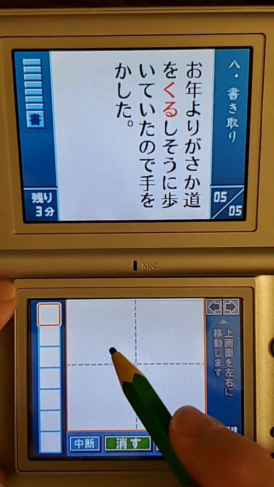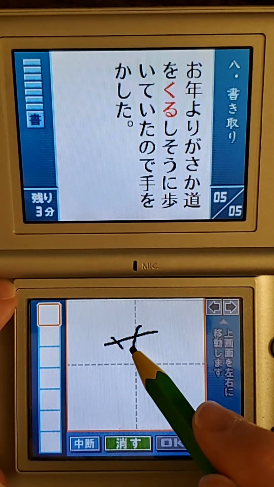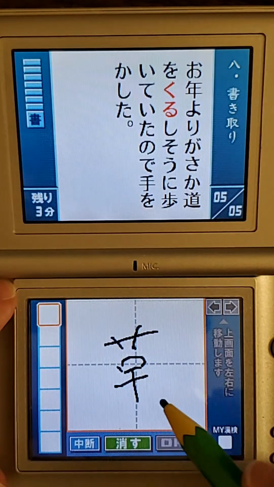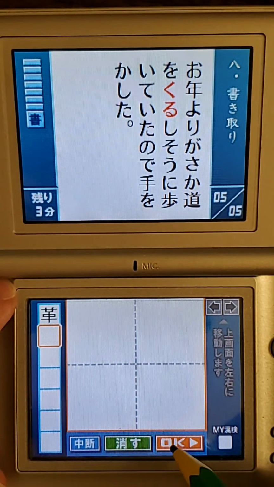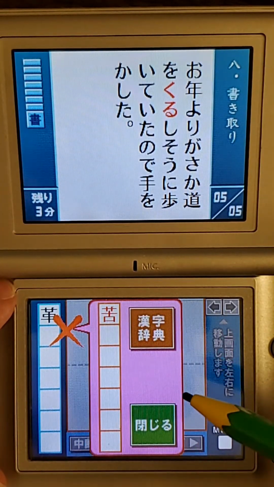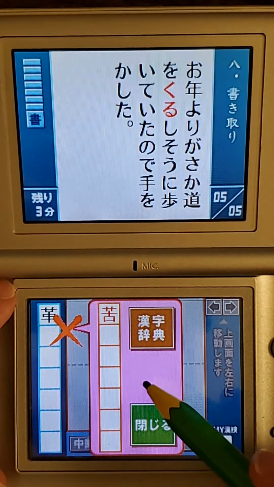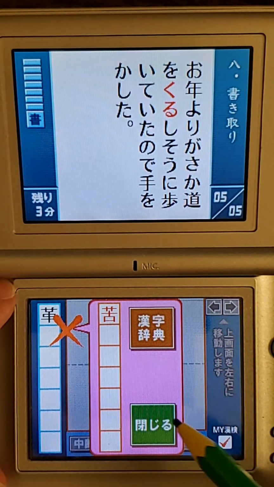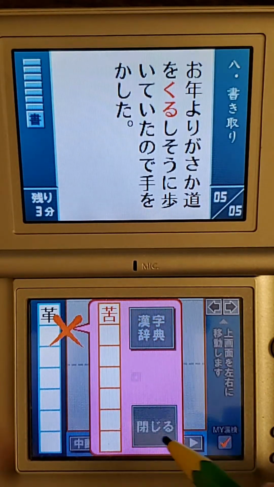Kurushiso. This one, I'm not sure what this is. Kurushi. That's not what it is. I was close. I was in the right direction. Yeah, I was getting there. I'll put that in my Kanken. I'll study it later.